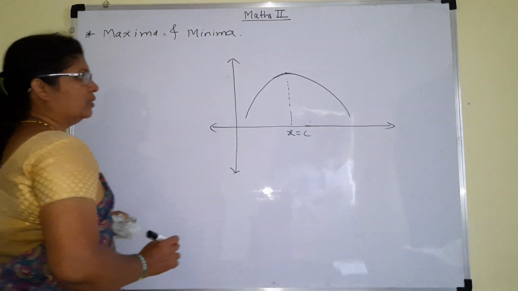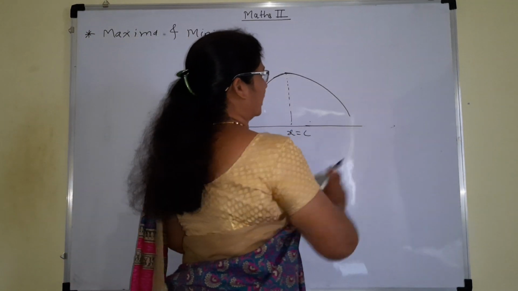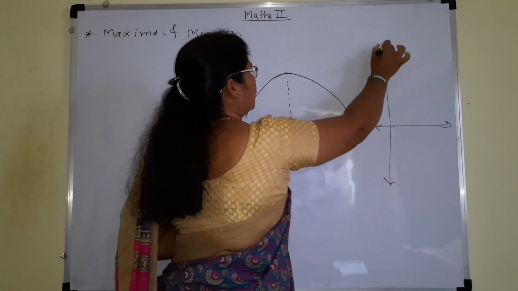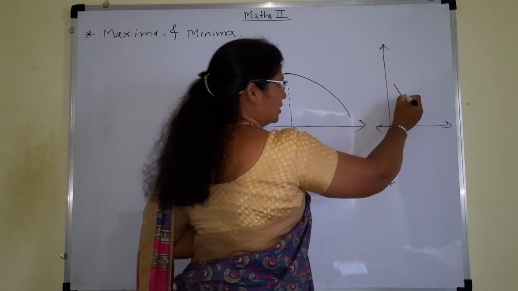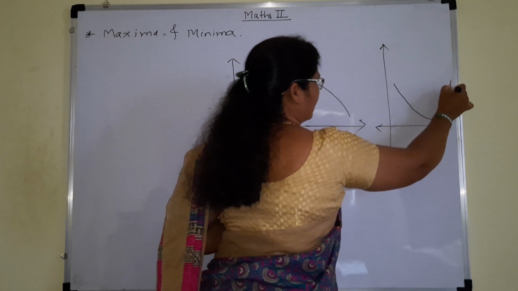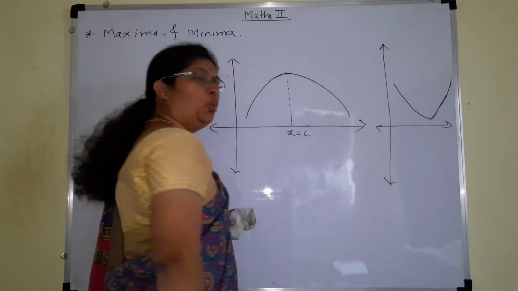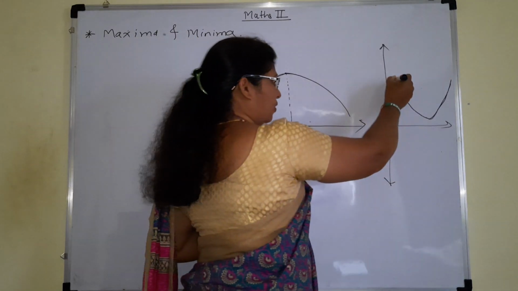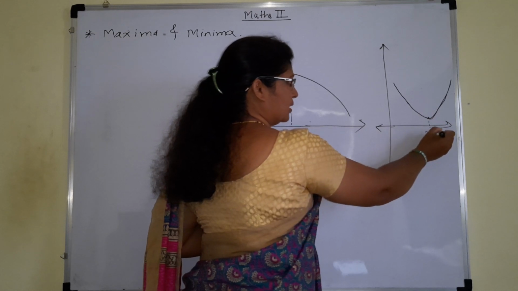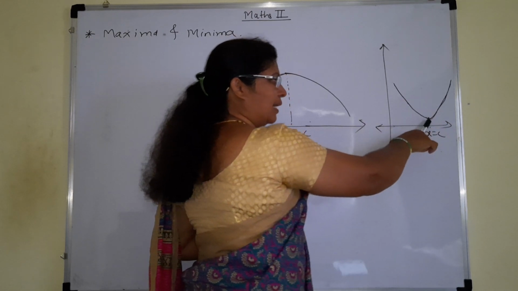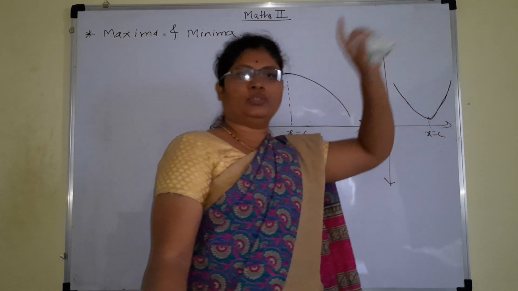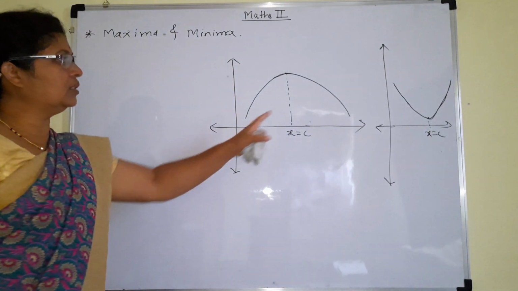Similarly, if we consider the graph like this, look at this. Suppose first of all my function is decreasing, and at some point it will again start to increase. So the value of the function decreases up to this point, and at this point x equal to c, the function will attain the minimum value, and after this point the value of the function is increasing. Now look at these two graphs.